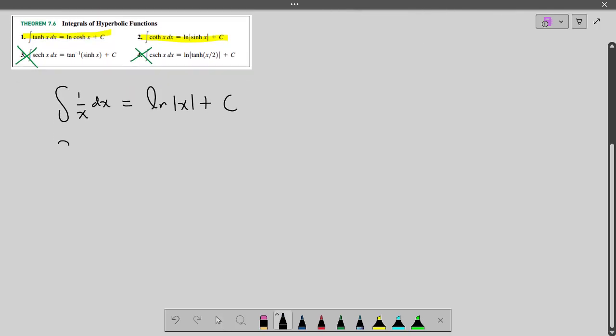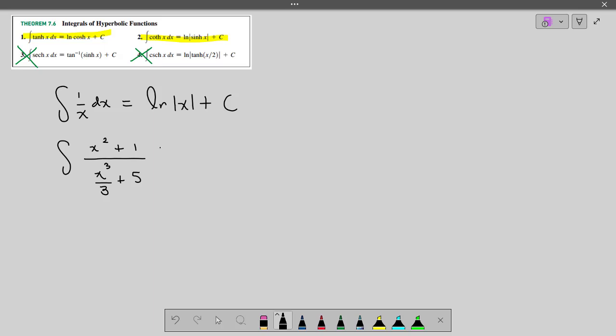Anytime we have something in log form, so let's just say we have x squared plus 1 right here, and down below we have, let's see, x cubed, so that's going to be 3x. So let's do this. Almost there. I'm thinking on the fly here. So let's suppose we have that. Isn't that denominator's derivative the numerator? If that's true, then we're done. This is going to be natural log of the absolute value of the denominator.